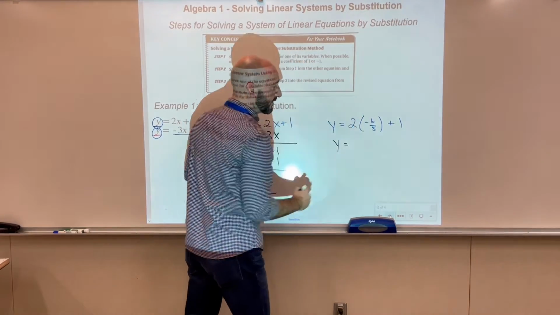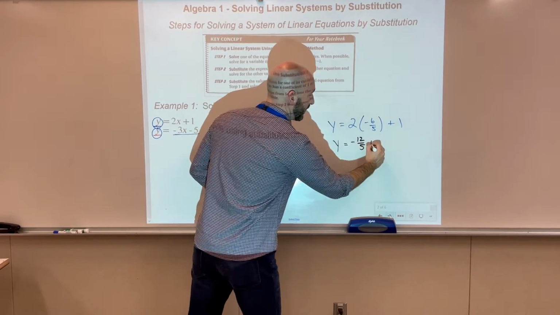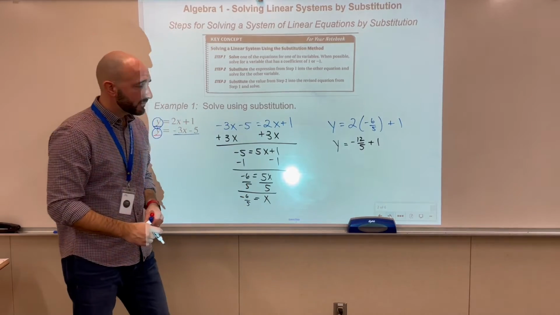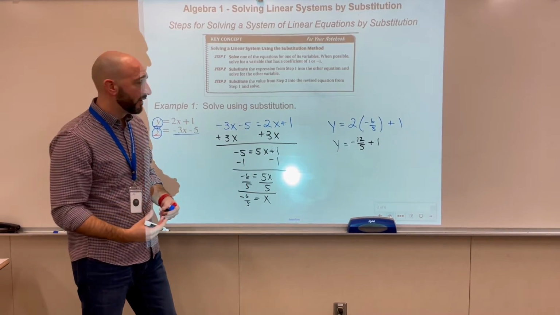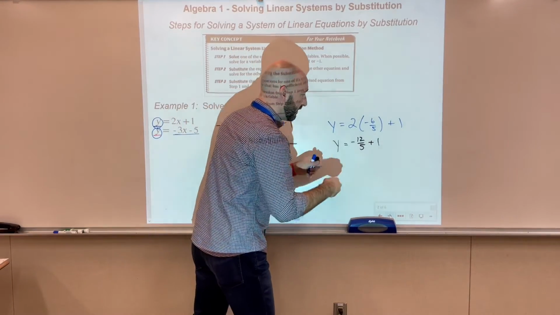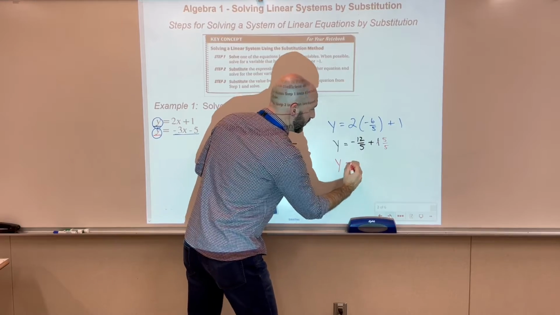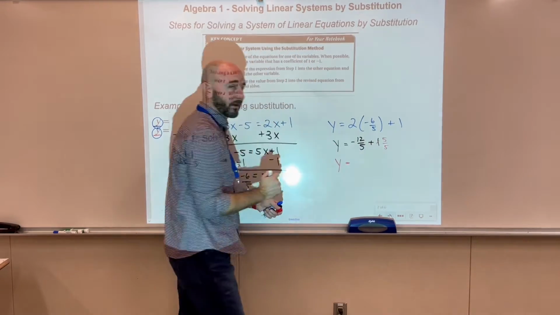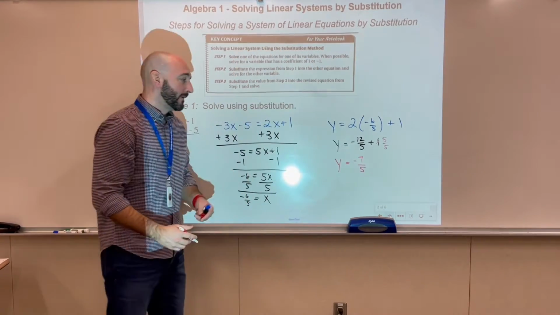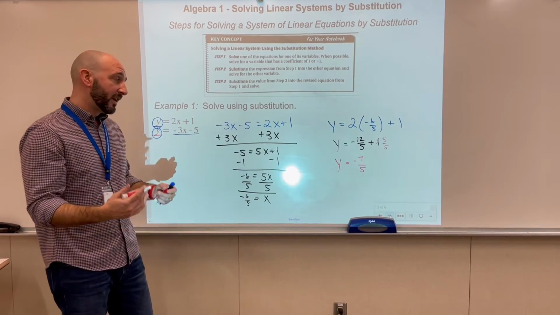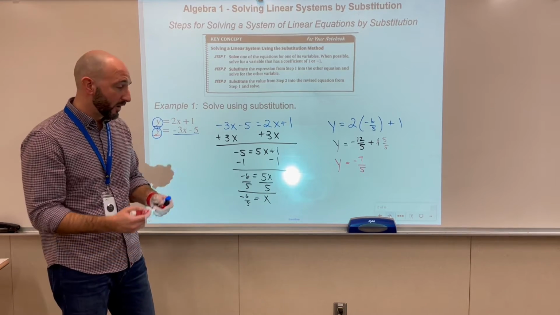2 times -6/5 is -12/5 plus 1. 1 expressed as a fraction with the denominator of 5 is 5 over 5. So y should equal -12 over 5 plus 5 over 5, which is -7/5. And again, if we take a decimal representation of -7/5, we get -1.4, which is what we got graphically.